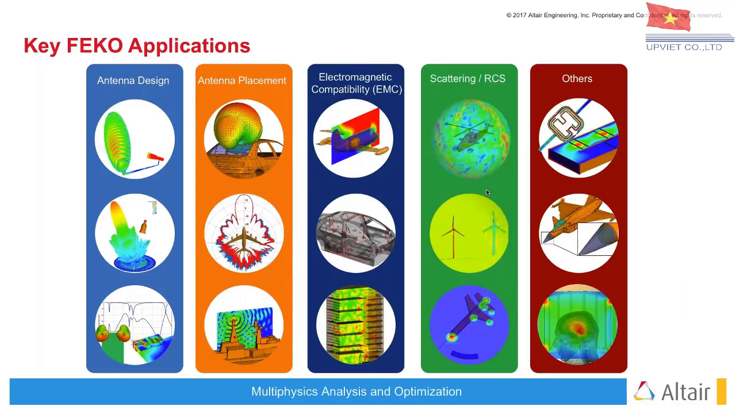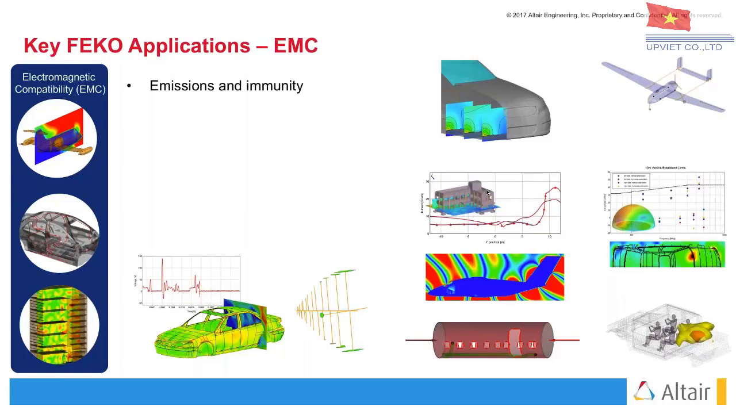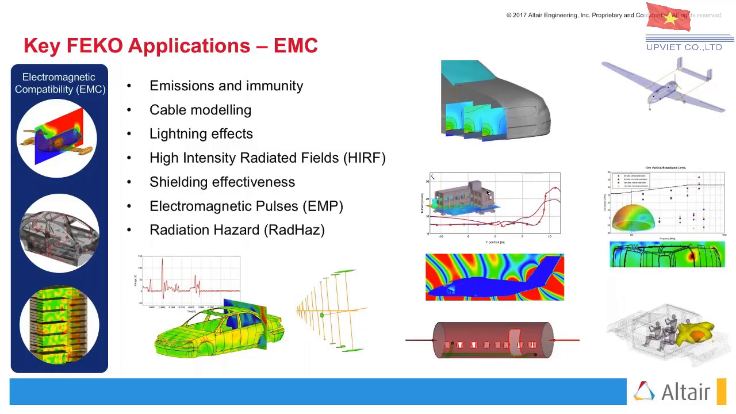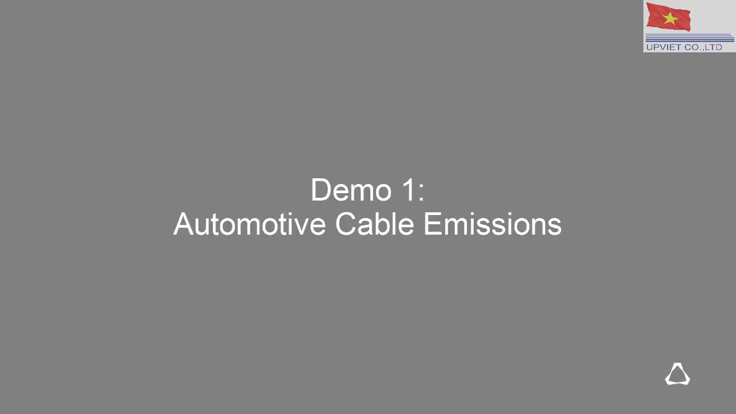So here you can see an overview of typical FEKO applications, where today we would like to focus predominantly on electromagnetic compatibility. Here you can see a breakdown of more specific applications where FEKO is used for EMC. In the demonstrations today, we're going to look at two different cases. The first covering radiated emissions, and the second example looking at high-intensity radiated fields. So let's start with our first scenario, which is related to cable emissions for automotive examples.